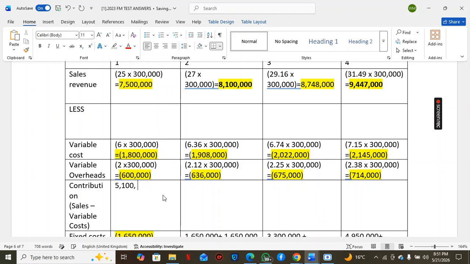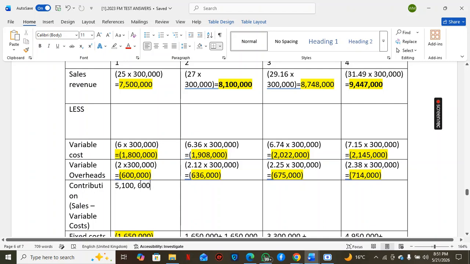5,100,000. Yes, you can become a professor. Yes, we got 5,100,000, right? Any questions, colleagues?